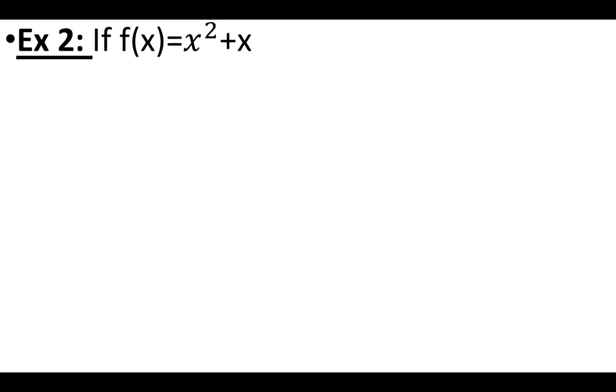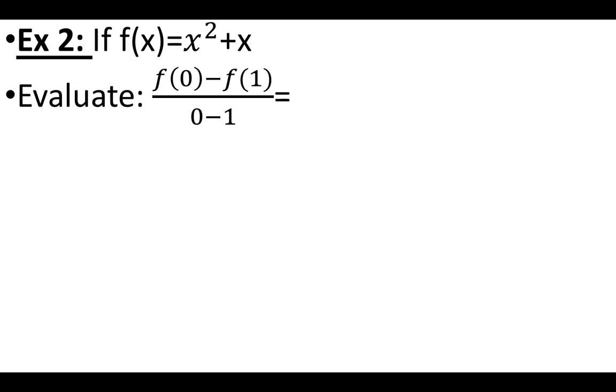Example 2. So let's say I give you another function that looks like this. You notice there's 2 x's, therefore we might need to substitute twice. So I'm asking you to evaluate this expression right here. So f of 0 minus f of 1 all over 0 minus 1. You notice this is the average rate of change. I'm just already giving you the formula and I just want you to substitute.